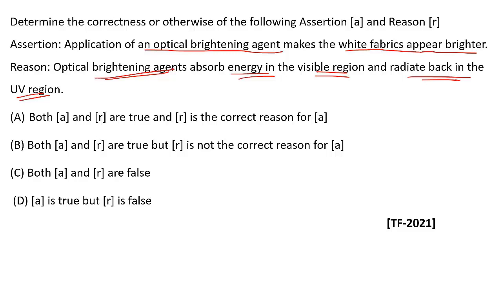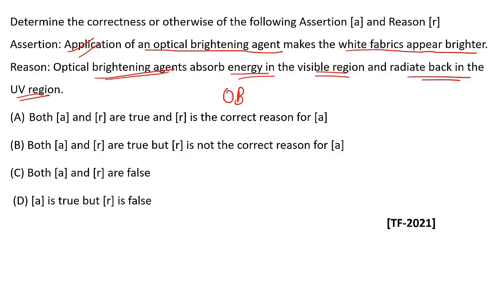So what is OBA used for? OBA is just used to make fabrics appear brighter, so white fabrics appear brighter. So the assertion is the right answer: the application of OBA makes white fabrics appear brighter. This is correct. But by what mechanism does OBA work? The reason says it absorbs energy in the visible region and radiates in the UV region, so it is the wrong answer.